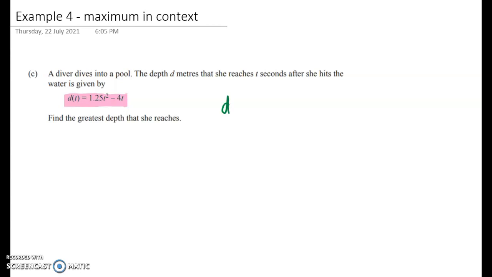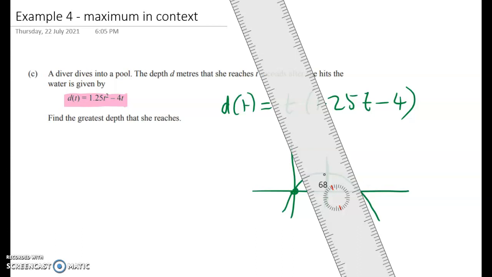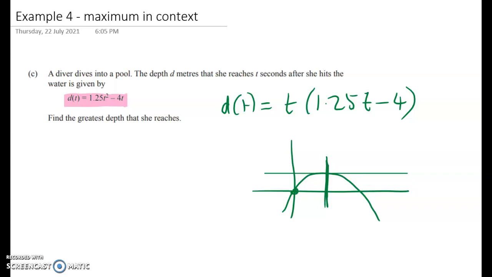So we know that we've got a parabola. Let's see what factors we've got. We've got t here, and then we've got 1.25t minus 4. So we're going to have an upside down parabola. It's going to look like this. We could do this using symmetry, but we're not going to do it that way. Instead, we're going to say the greatest depth that she reaches is going to be where the gradient is 0.